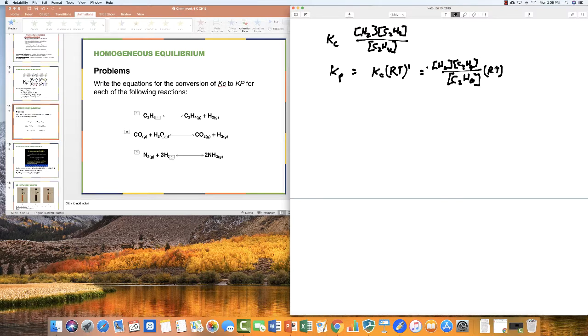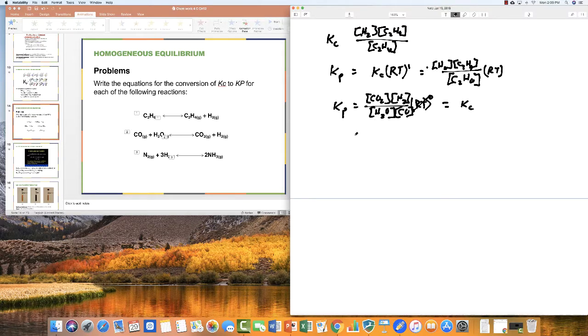And obviously T is very important here and has to be in Kelvin. So what about this second one? Well, the second one, Kp, would be equal to the concentration of CO2 times the concentration of H2 divided by the concentration of water times the concentration of carbon monoxide times RT raised to the delta N. Well, it's 2 minus 2, or the 0 power. And that raised to the 0 power is 1, so that's going to be the same as Kc.